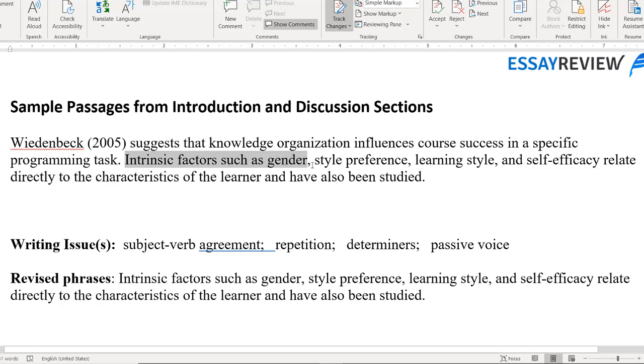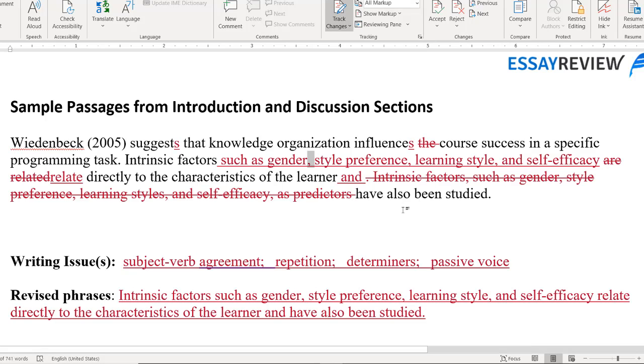How about this one? Intrinsic factors such as gender, style preference, learning style, and self-efficacy relate directly to the characteristics of the learner and have also been studied. I think we can move it, right? Intrinsic factors, other intrinsic factors have been studied, such as gender, style preference, etc., right? So we don't want to move this verb too far away from what we're talking about. Or we could use parentheses or em-dashes.